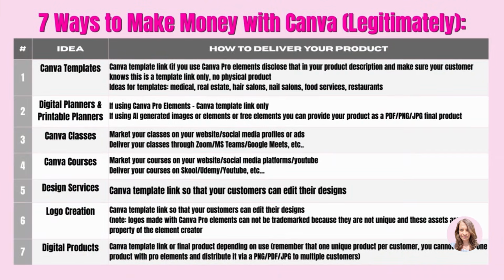All right, so in our chart, we can see number 1 is Canva templates. Then we have digital planners and printable planners. We have Canva classes, Canva courses, design services, logo creation, and digital products. And next to each idea or product idea is how to deliver your product. Now, if you need to, you can pause this right here and take a screenshot and then save it for when you need to refer to it.